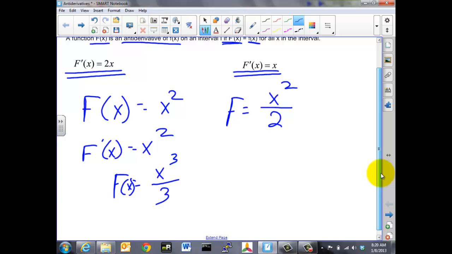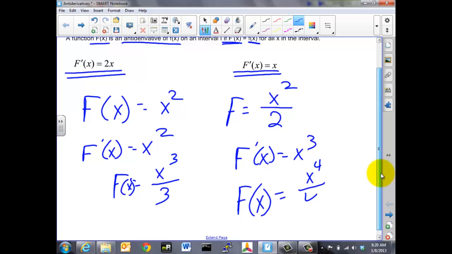So let's see. Do you see a pattern? We had x for a function, the antiderivative was x squared over 2. We had x squared, the antiderivative was x cubed over 3. What if the derivative were x cubed? What would be the antiderivative? X to the 4th over 4. Because if I take the derivative of that, I get 4x cubed over 4, cancel the 4, so I get x cubed.